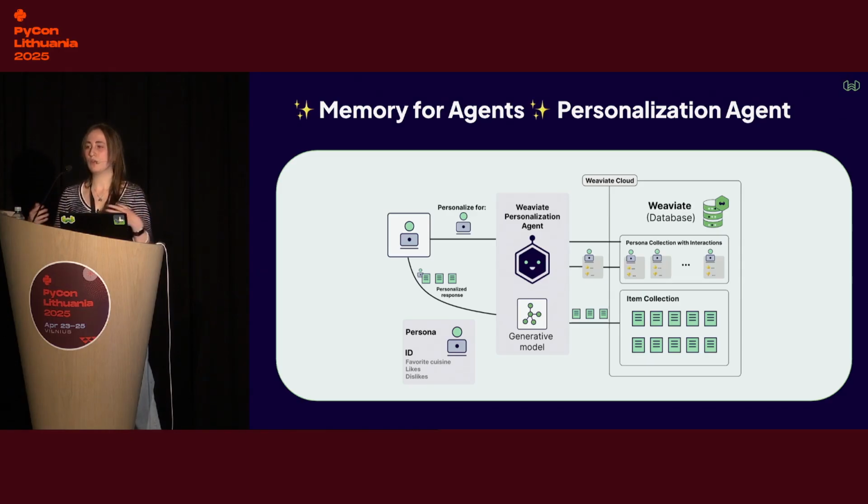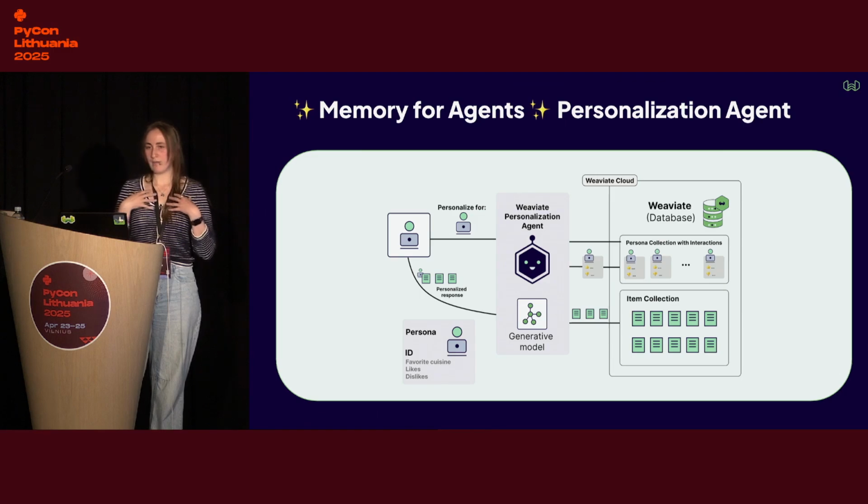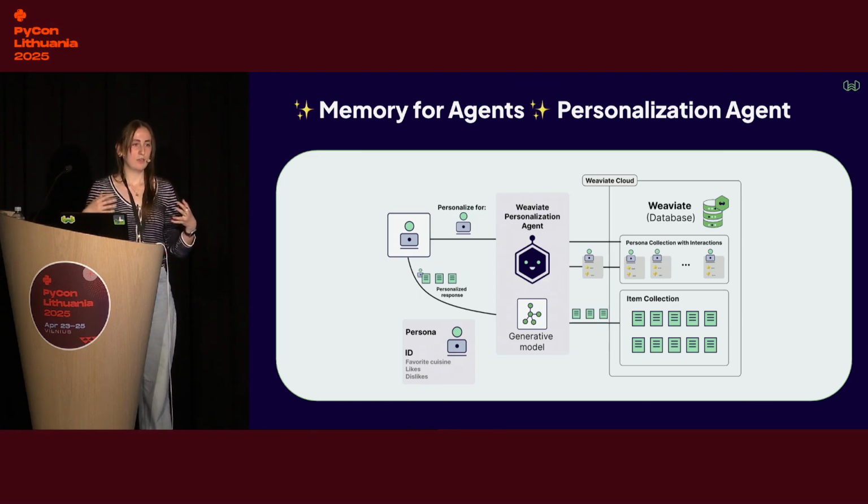So for example, let's say we want a recipe recommender service. And I may have a persona, Tuana, and Tuana hates okra, but she loves shrimp and mangoes. And she's a fan of Thai cuisine, all true, by the way.